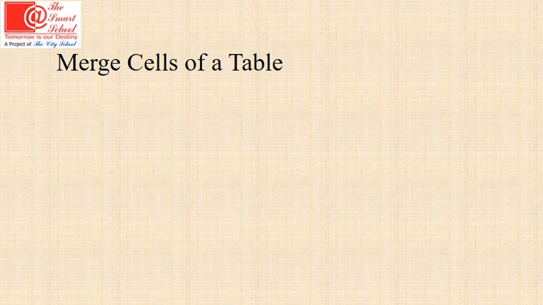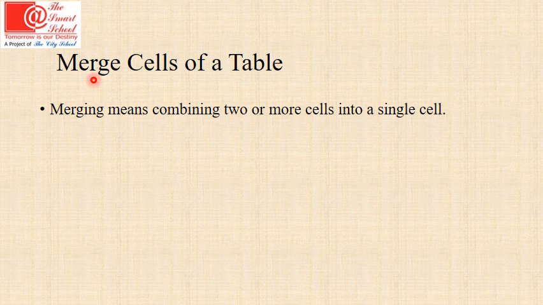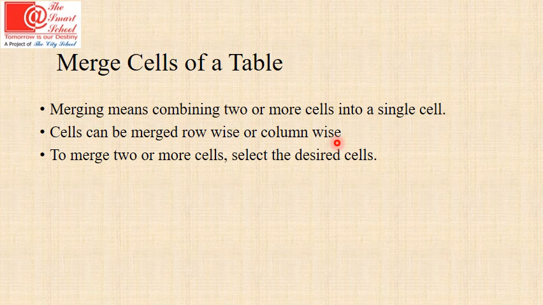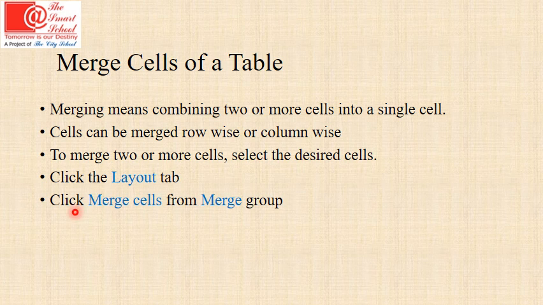Let's talk about merging cells of a table. Merging means joining together or making two or more cells into a single cell. Merging means combining two or more cells into a single cell. Cells can be merged row-wise or column-wise or both. To merge two or more cells, select the desired cells. Click the Layout tab. Click Merge Cells from the Merge group.